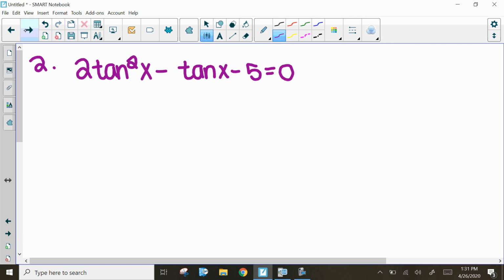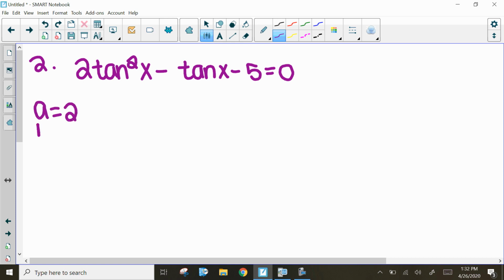So your next one, 2 tangent squared minus tangent minus 5. I would always try to factor it first. Let's say 2 tangent 5 and 1 won't work, and 5 and 1 won't work. Okay, so it doesn't factor. But you should always try to factor first. You're still going to have problems that do factor. So it doesn't factor, go through quadratic.